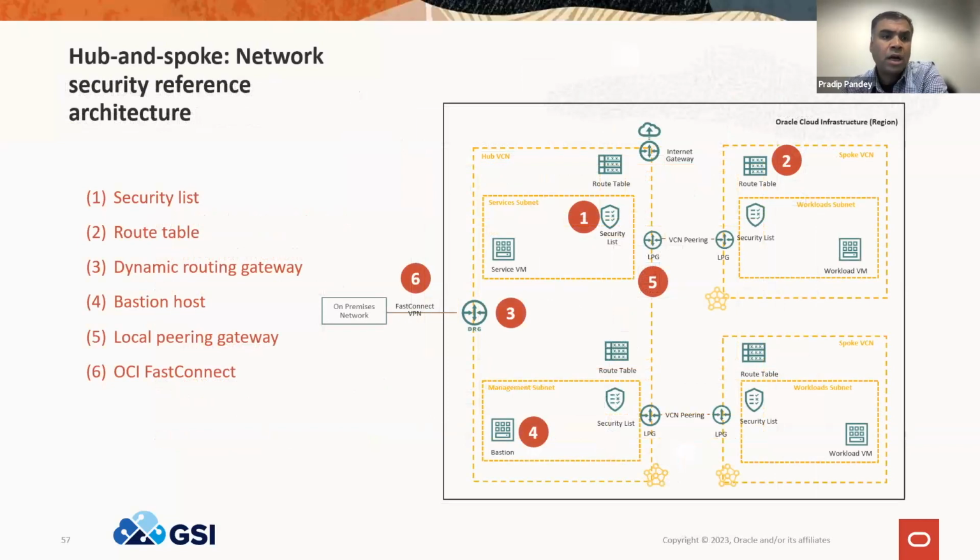So in the hub and spoke architecture, we're using security lists in OCI, routing tables, dynamic routing gateways, Bastion host, local peering gateway, and OCI FastConnect to achieve network security without compromising network performance. Next slide.